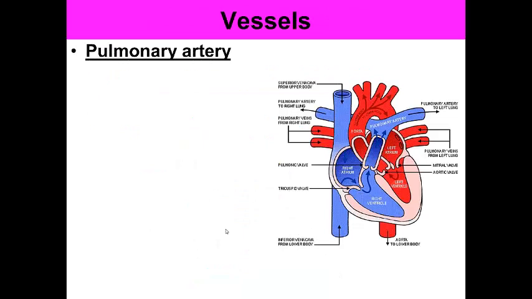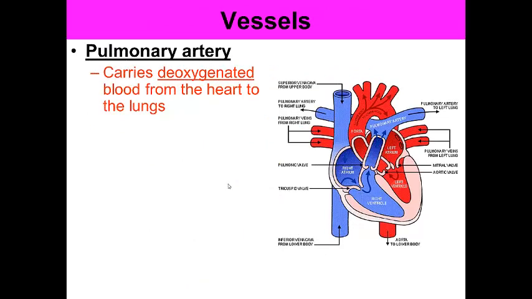What does the pulmonary artery do? Normally, we say that arteries carry oxygenated blood and veins carry deoxygenated blood. The pulmonary artery is your one exception. The pulmonary artery takes blood that doesn't have oxygen in it and carries it to the lungs so that it can get oxygen. Pulmonary veins return blood to the heart. Again, this is your one exception: the pulmonary vein returns oxygenated blood to the heart, to the left atrium.